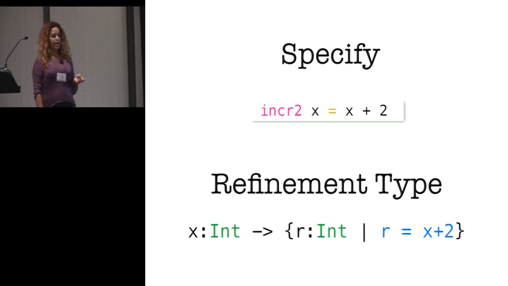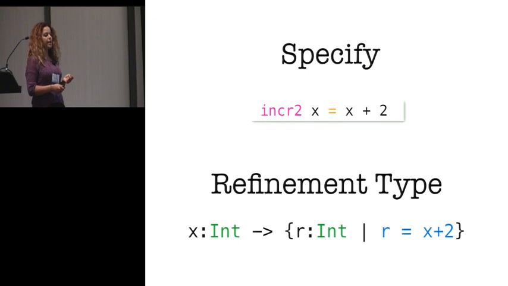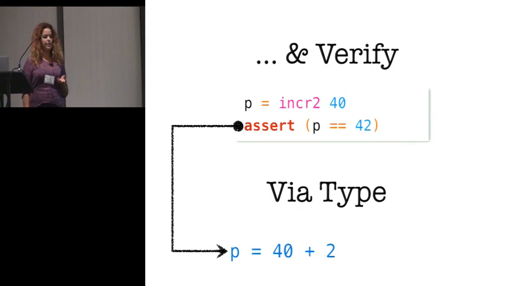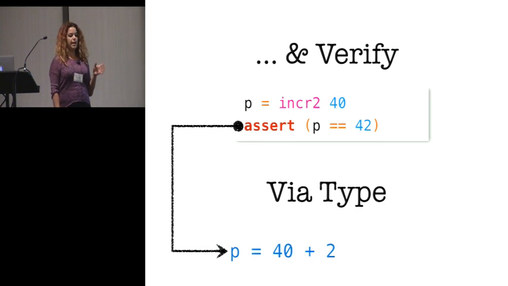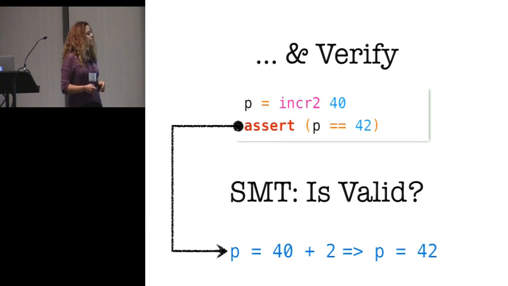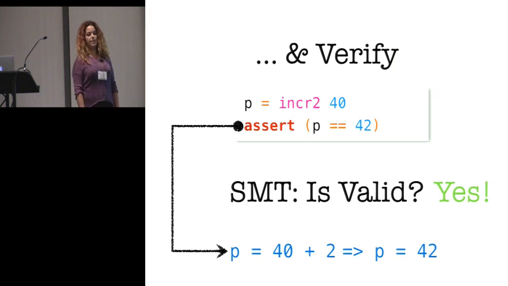And here I use refinement types to give it a specification that says that increase twice takes as input a variable x, that is an integer, and returns a value r that is exactly equal to x plus 2. Now, with this specification, I can go on and verify my client, because I know that p is a value that is exactly equal to 40 plus 2. So I want to prove that p is exactly equal to 42. I can just ask the SMT solver if this implication is valid, and the SMT solver will happily say that, yes, my implication is valid.